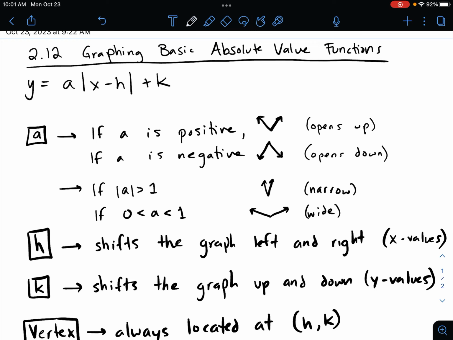And then k is going to shift the graph up and down. K shifts the graph up and down. That's your y values. And then a is the number in front of the absolute value, and a is just a number. If a is positive, my absolute value graph will open up. If a is negative, my absolute value graph will open downward. If a is greater than 1, and this also applies to negatives, like negative 6, we saw that it opens downwards and is skinnier. Positive 6 would also open upward and be skinnier as well. But if a is between 0 and 1, then it's going to be wider.